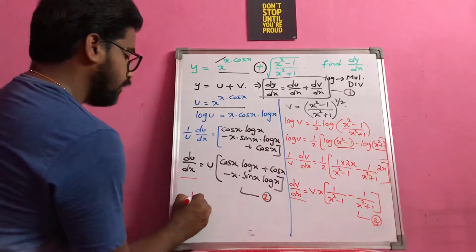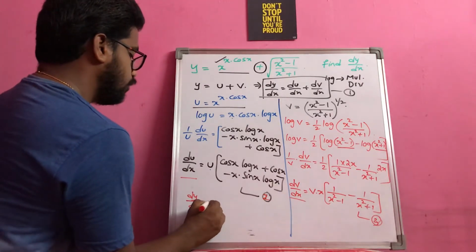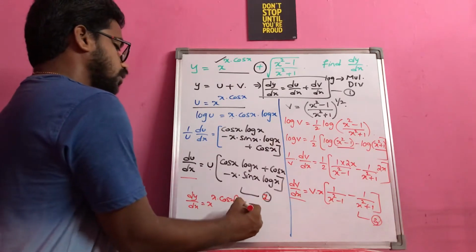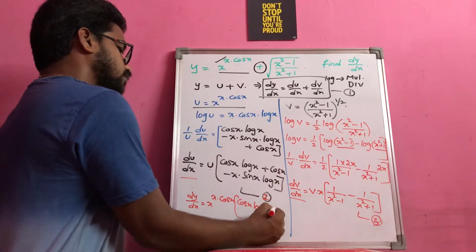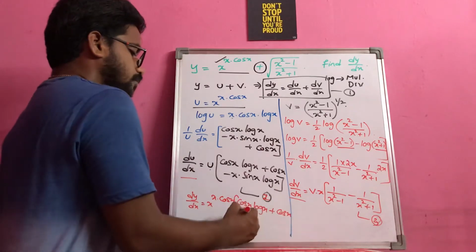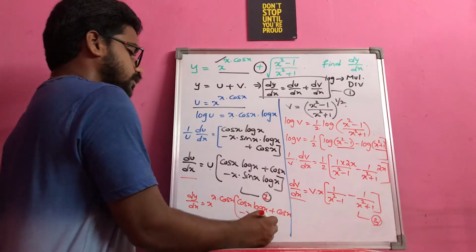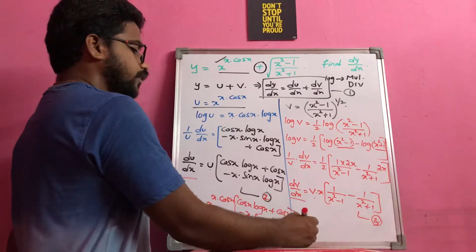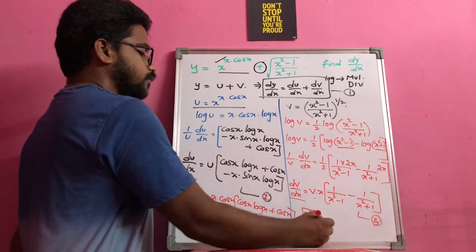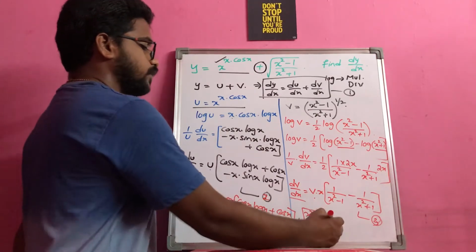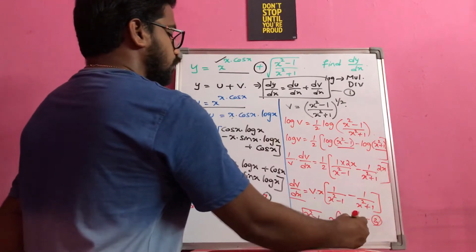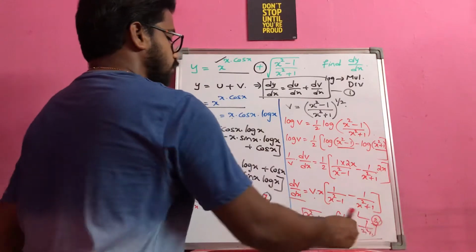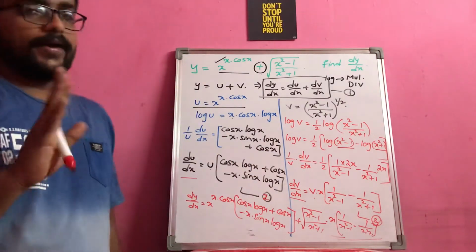So therefore dy by dx is equal to, u is nothing but x power x into cos x into cos x log x plus cos x minus x into sin x log x plus dv by dx means v. V is nothing but root over x square minus 1 divided by x square plus 1 into x into 1 by x square minus 1 minus 1 by x square plus 1. This is your required final answer.